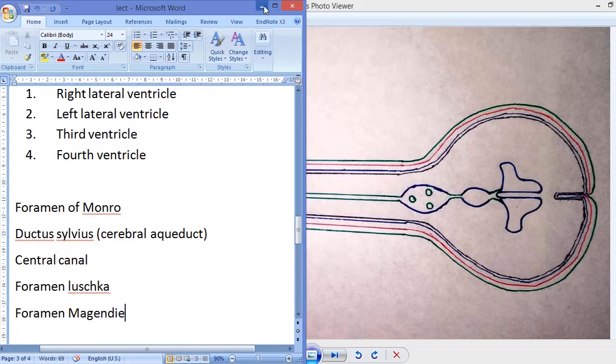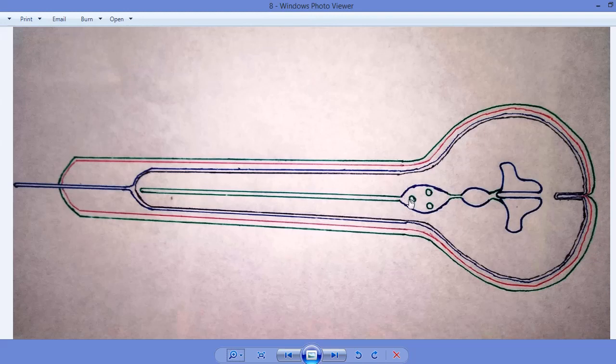So the foramen Magendie is the middle one. It's the middle hole or the middle channel, which goes from the fourth ventricle to the cerebrospinal fluid in the subarachnoid space, from the fourth ventricle to the subarachnoid space, and these go laterally to the subarachnoid space.